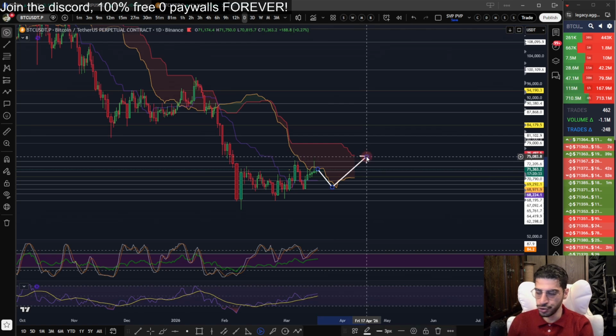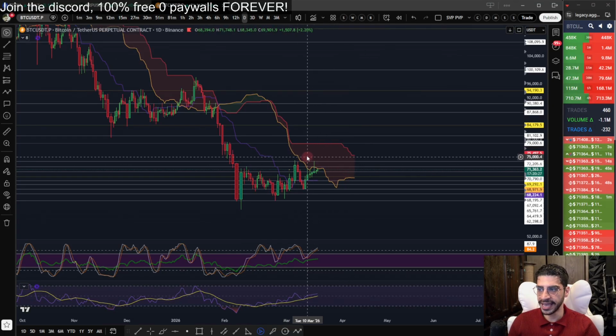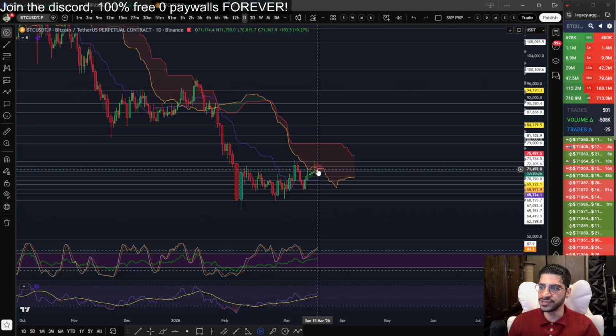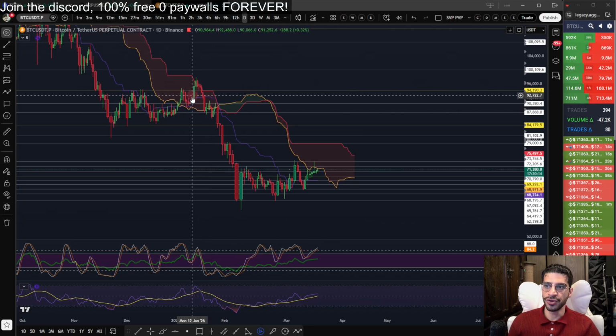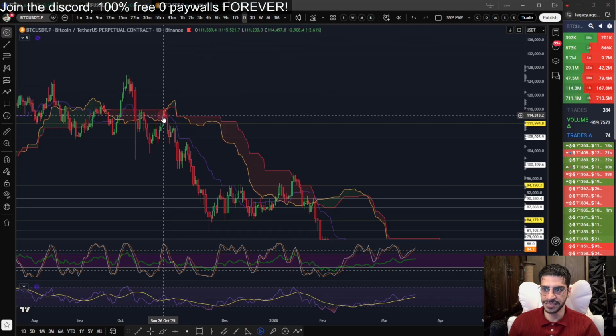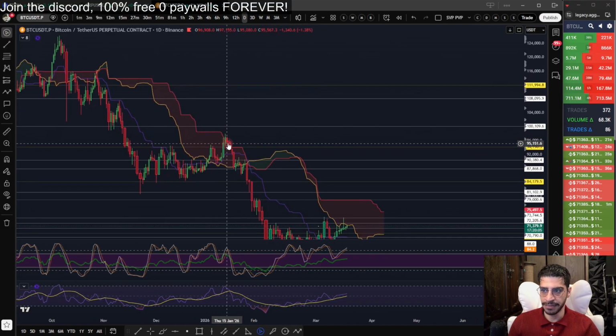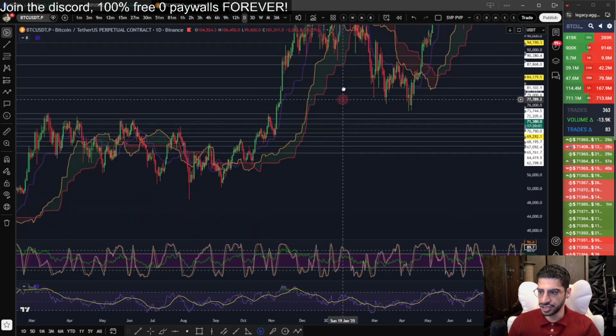But if we do go into this thick Ichi, I highly recommend never trying to take a position while we're inside of the middle. Always wait for it to try to go up and retest the leading span B. As you can see here, we got to here, hit that leading span B, and rejected. So you'll always either find a position near the rejection on a leading span A or a leading span B for shorts. For longs, it's just the opposite.